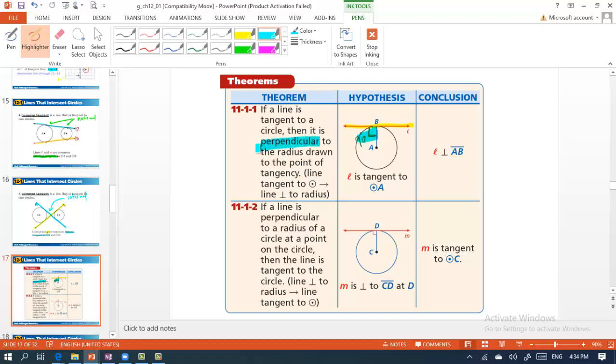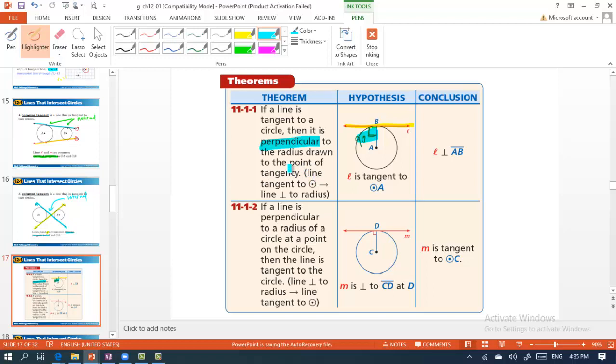So if the point of tangency here is B, we have a circle A, and we said if a line L is the tangent to a circle at the point B, then it is perpendicular to the radius of that circle A. It means the radius AB is perpendicular to the line L, making 90 degrees between them. There is a meaning of that, to the point of tangency, as you can see here.